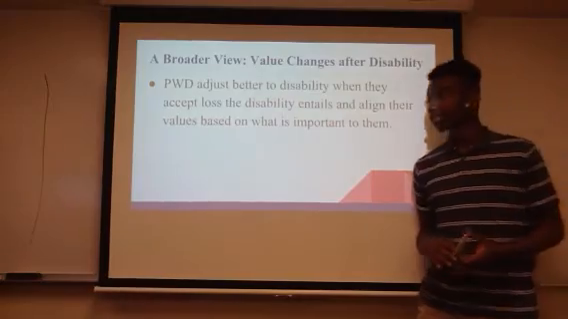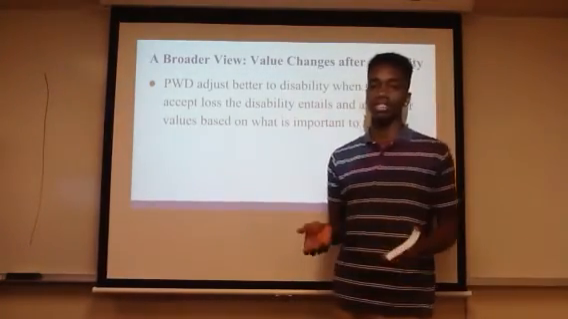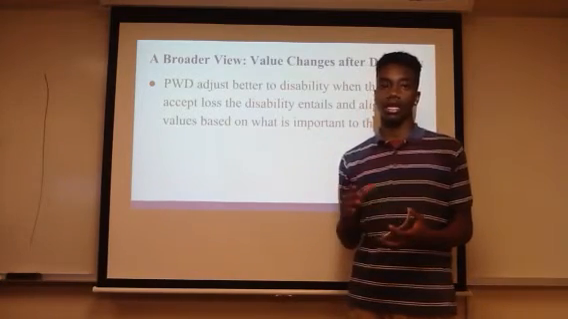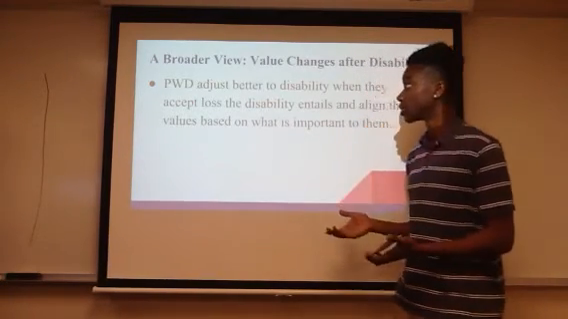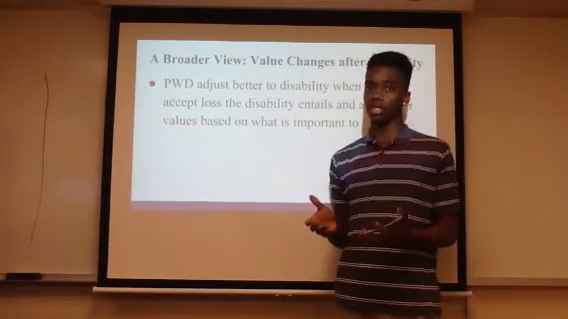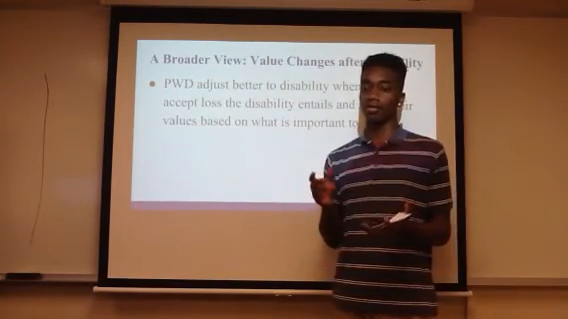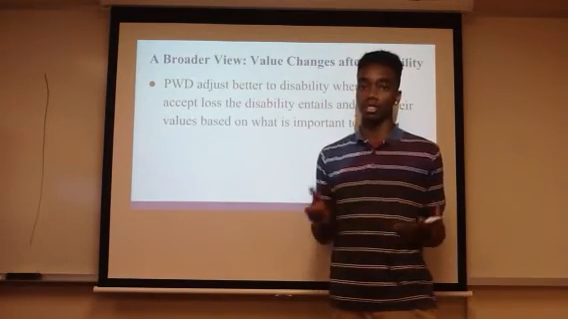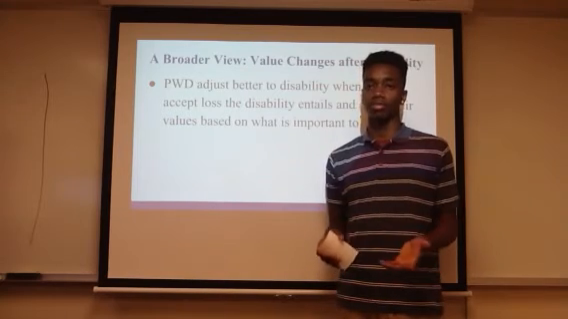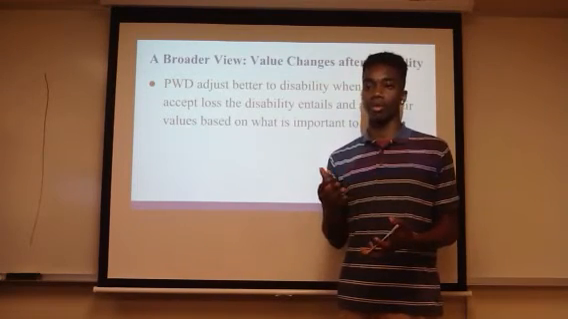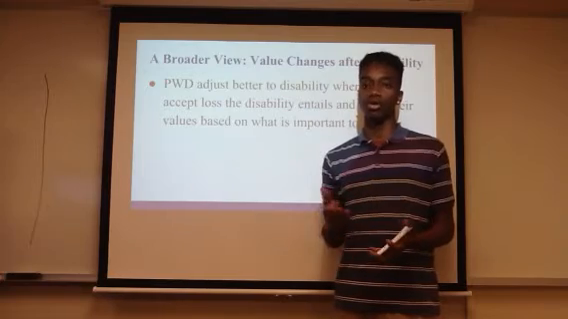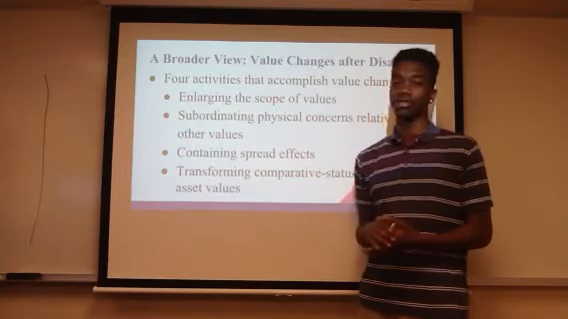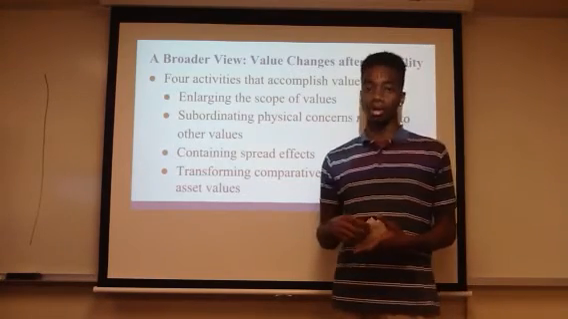Okay. So the last topic discussed in Chapter 7 was value changes after disability, and this is important because research shows that people with disability adjust better to the disability when they accept loss of what the disability entails and focus more on what's important to them. And positive psychology helped with this transition because it helped people with disability focus on things that are important to them. Accomplishing value change consists of 4 independent activities.